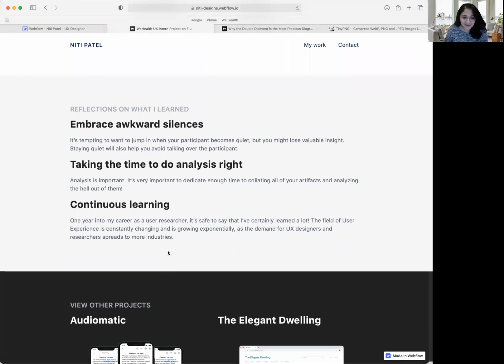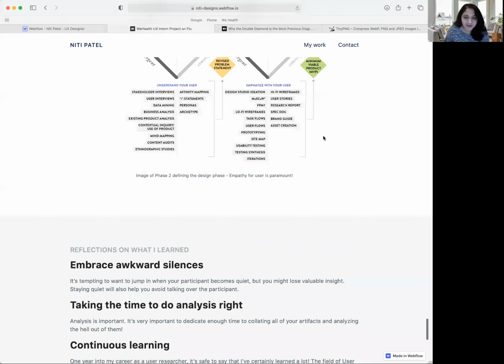Continuous learning. I would say that by now I have learned a lot. I'm proud of it, but I'm not satisfied. So I want to learn more and grow exponentially in the field of user experience. And with this, I end my case study and my presentation.